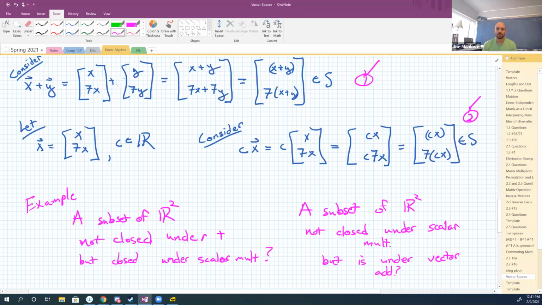Do you guys want to spend a minute and try to conjure up a couple of those? The one that's not closed under scalar multiplication but is closed under scalar addition is just a little bit hard to do, actually.